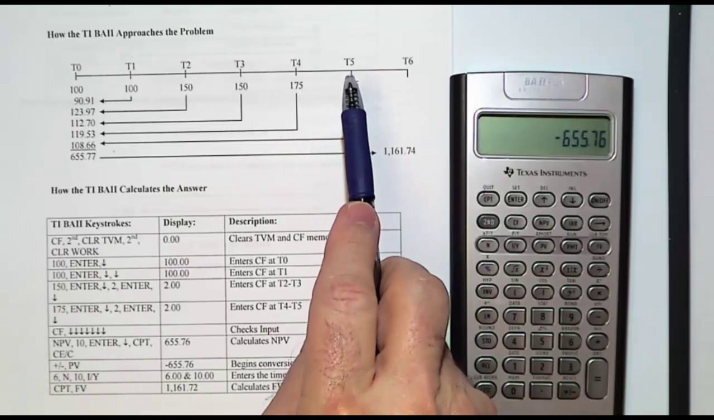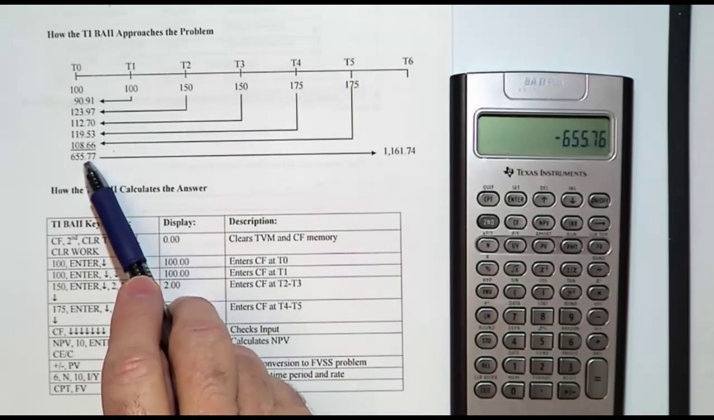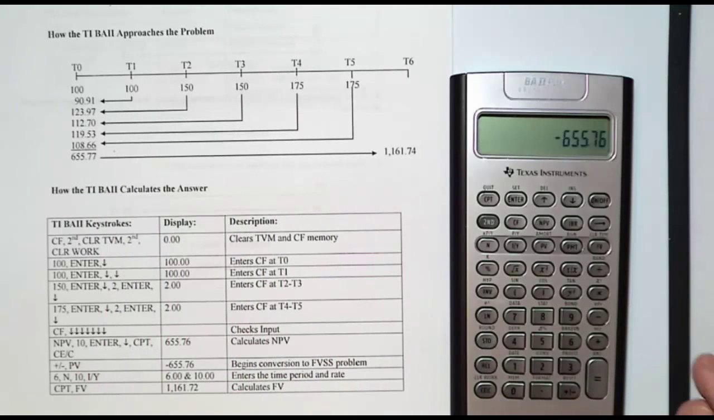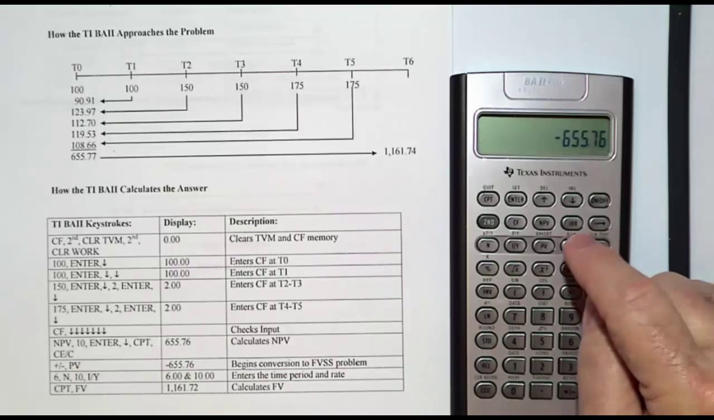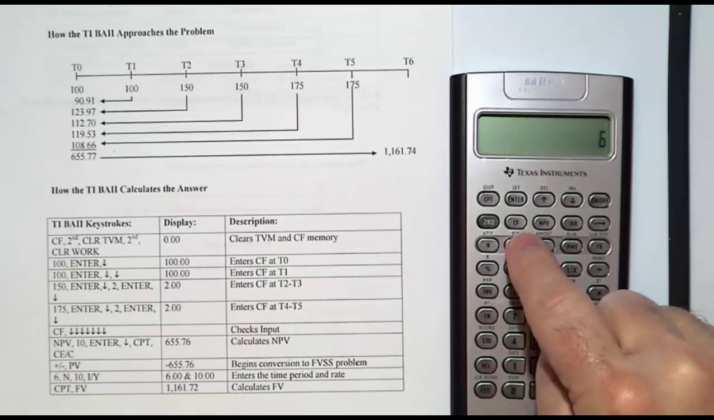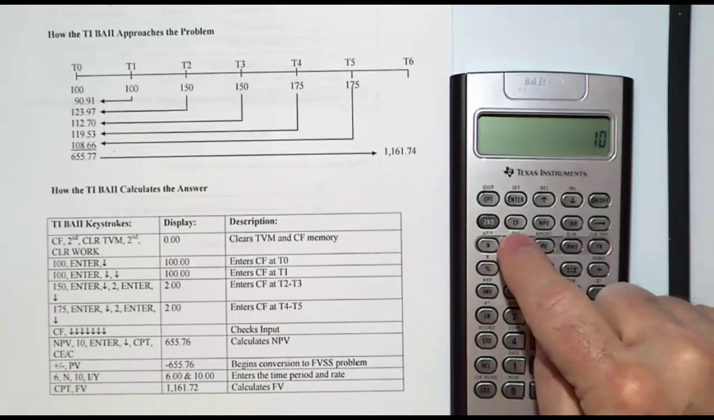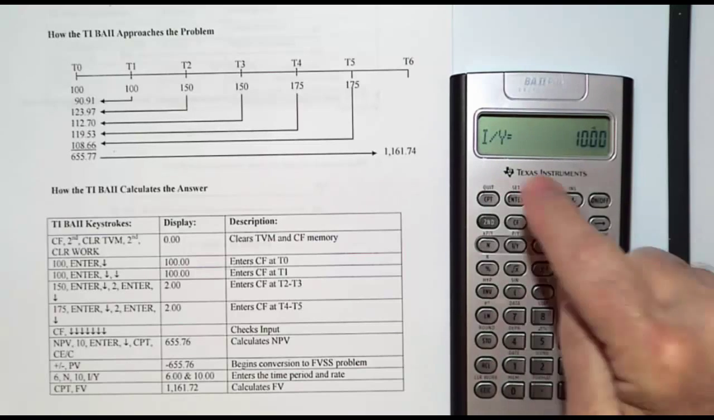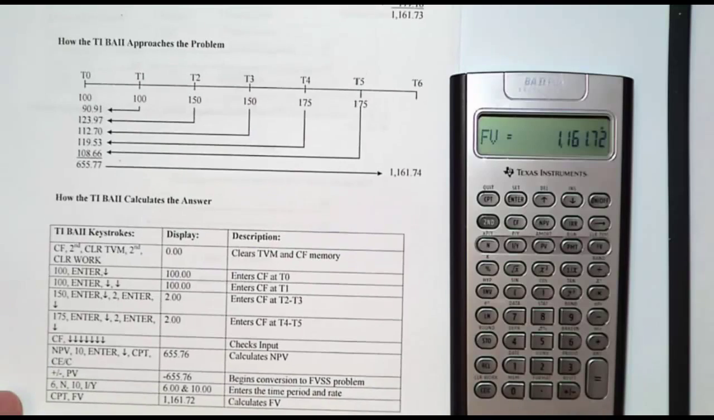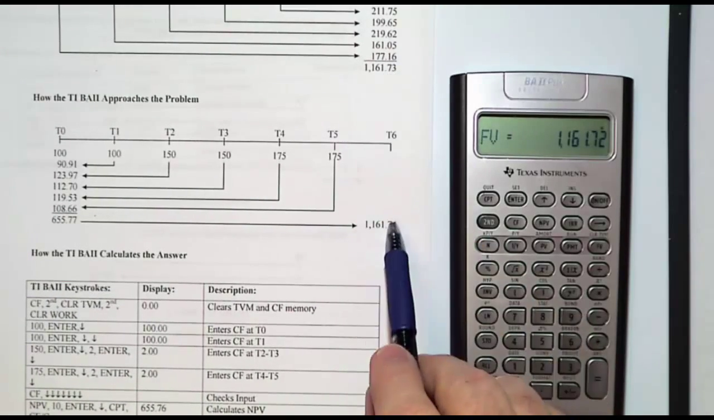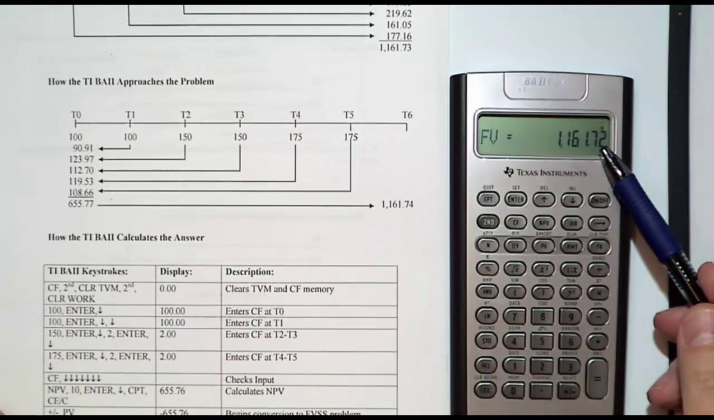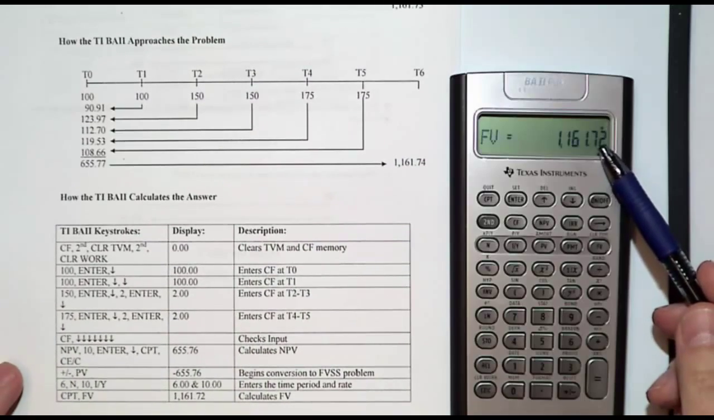So we've taken all the cash flows back to the present to calculate the present value. Now we're going to go to the future to figure the future value. So 655 plus minus, we've already done, is our present value. 6 is our N. 10 is our rate. Compute future value, and we get 1161.72. And you notice that's a little bit different than these two, but actually this one is the correct answer because it goes to many, many decimal places as compared to these other two methods.